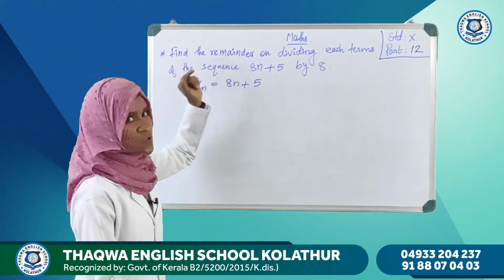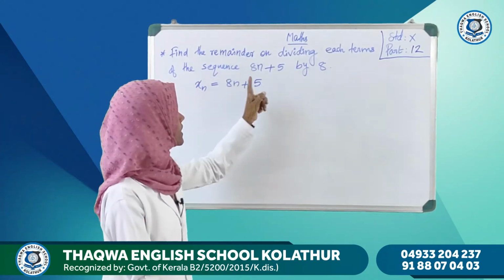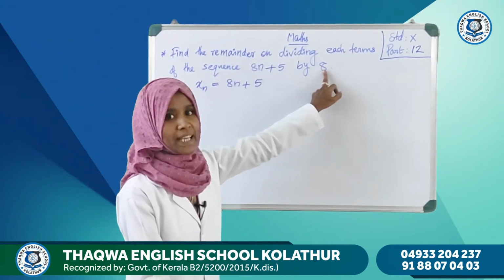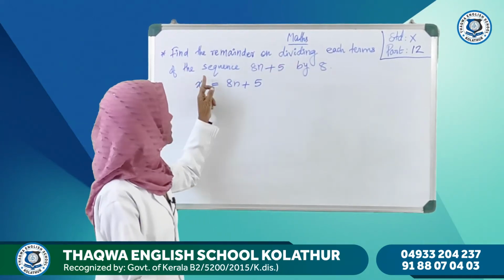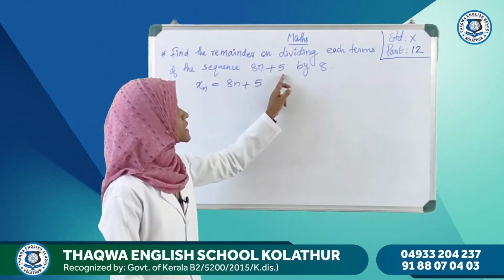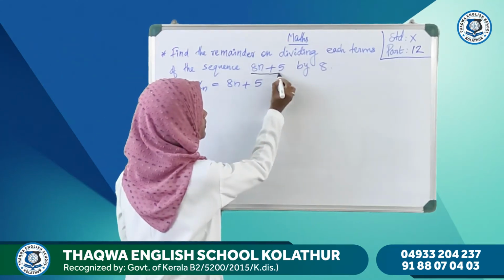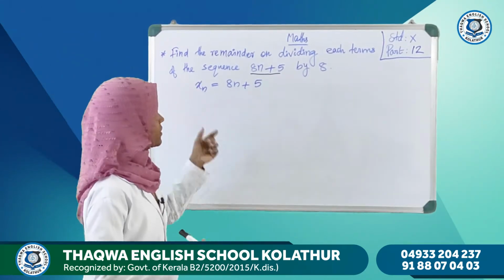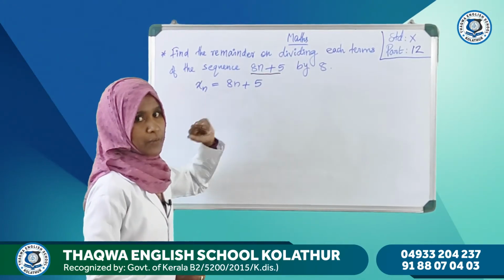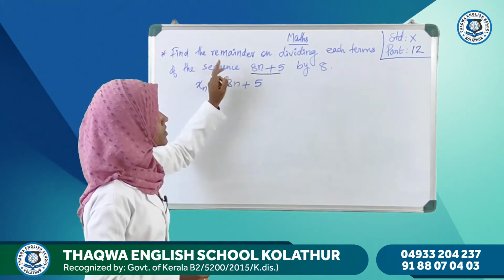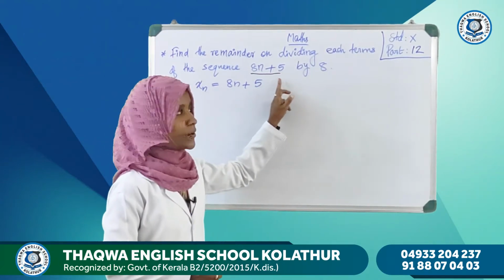Listen, the question is, find the remainder on dividing each term of the sequence 8n plus 5 by 8. Here you have been given 8n plus 5, that is, the nth term of the sequence is 8n plus 5. Now we have to find the remainder on dividing each term of the sequence 8n plus 5 by 8.